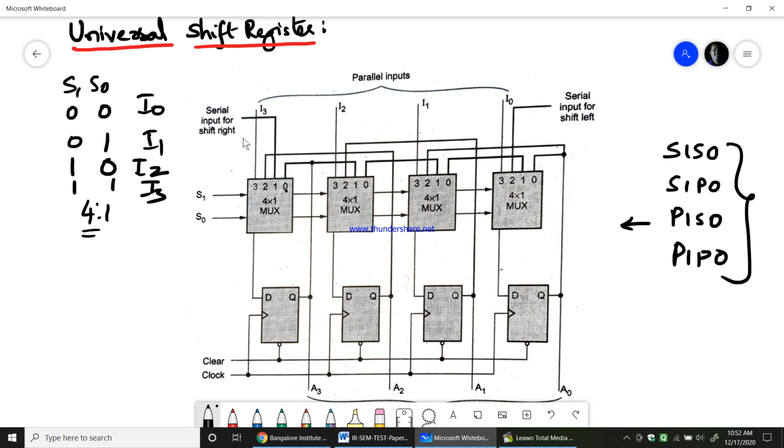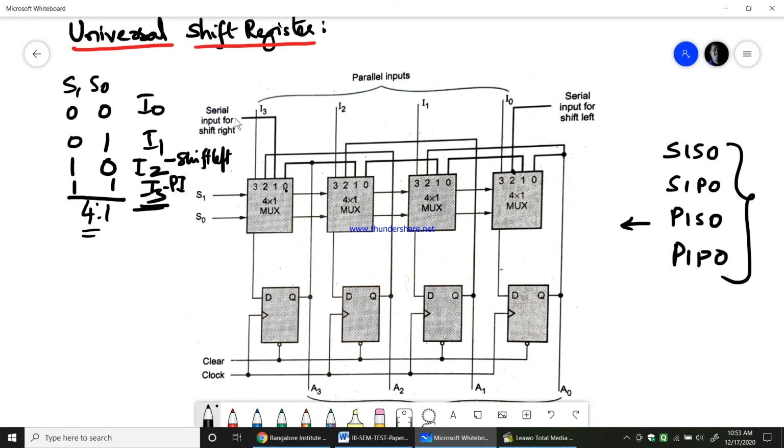Okay. So when I say I3, that option will be parallel input, and that input is taken from the fourth input bit of the multiplexer, which is nothing but I3. That happens only when S1 and S0 are 1, 1. So when S1 and S0 are 1, 1, this is the parallel input which we are giving. Now here we are giving the serial input for shift left at I2. So I2 is the shift left operation.